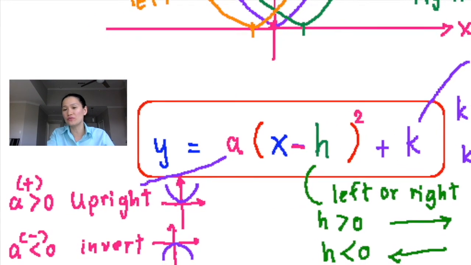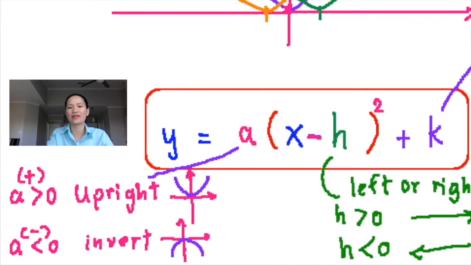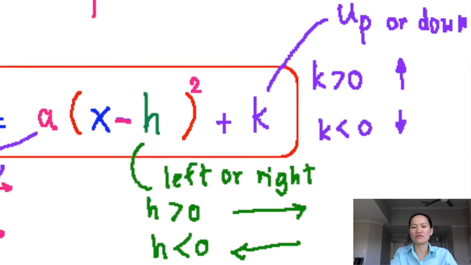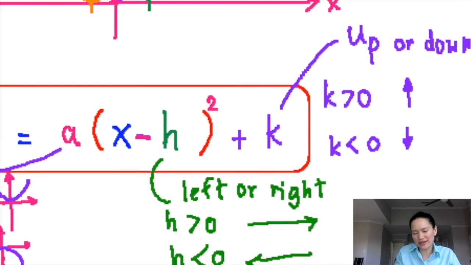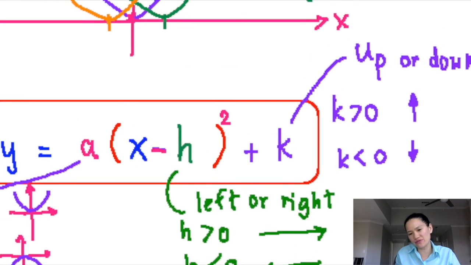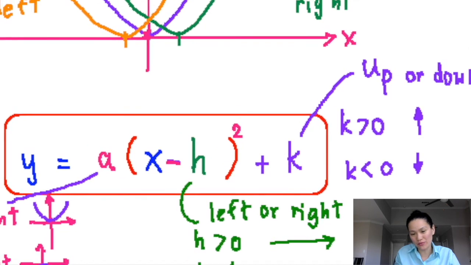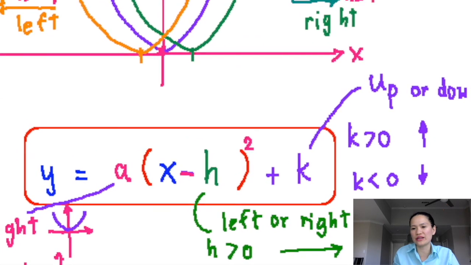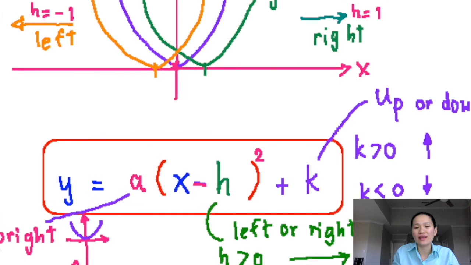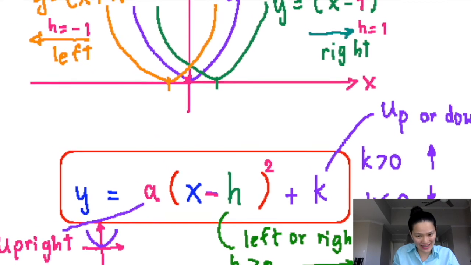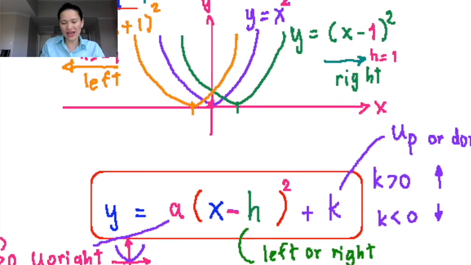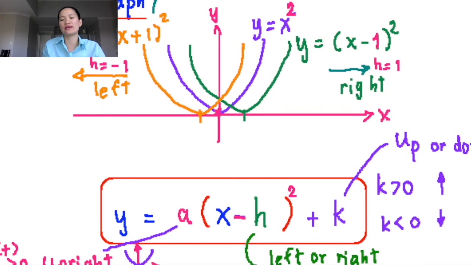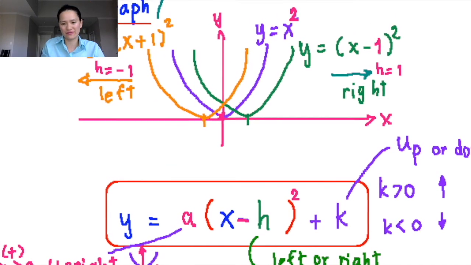What does h represent? If h is greater than 0, the graph shifts to the right. Remember that this one is very important: the symbol here is negative. And the next one, if h is less than 0, the graph shifts left.